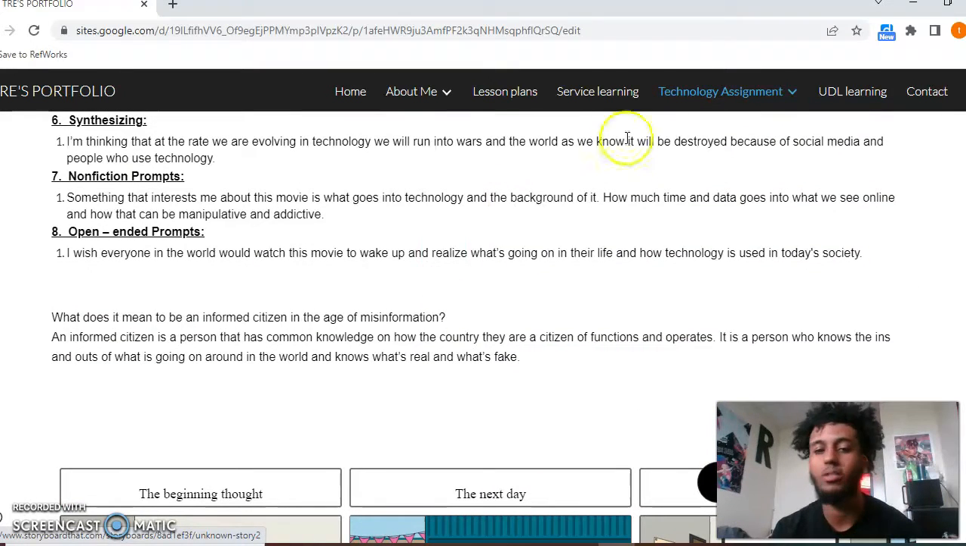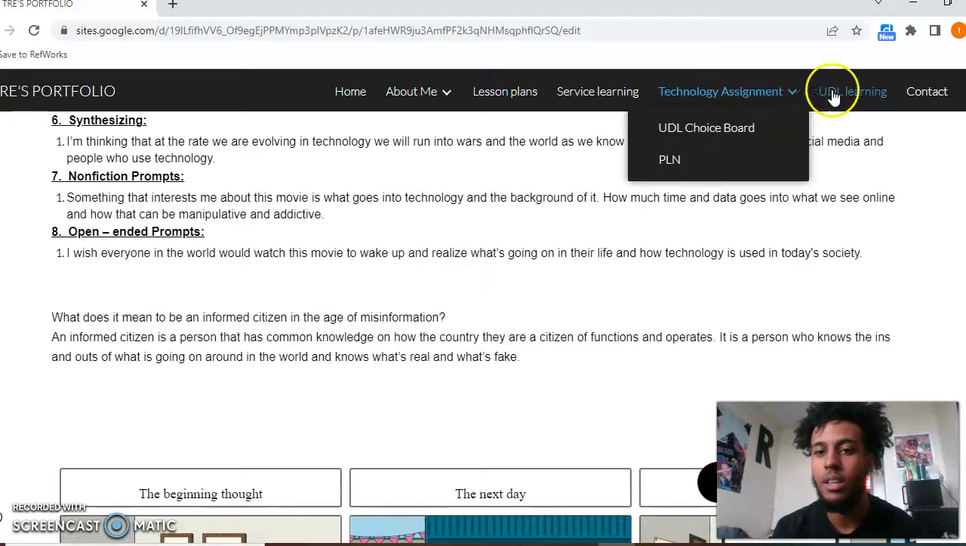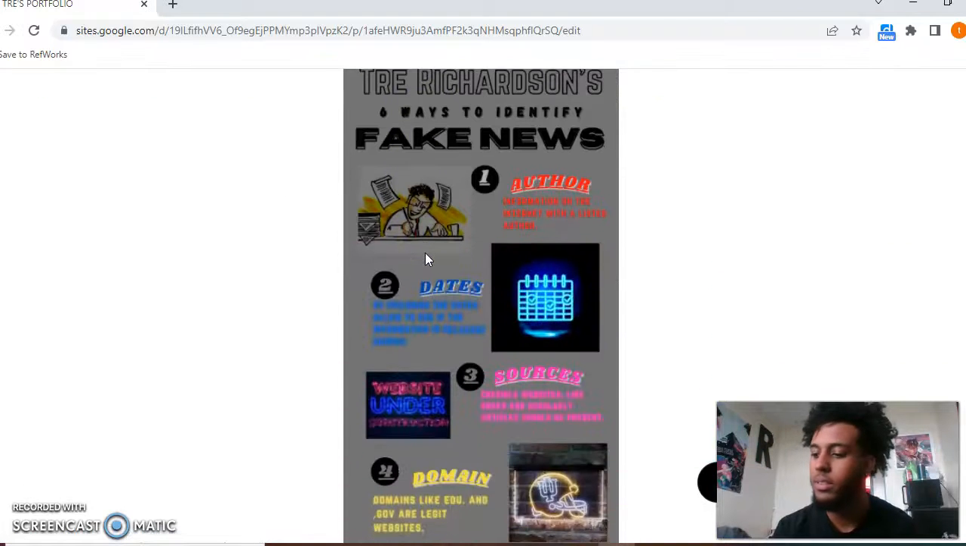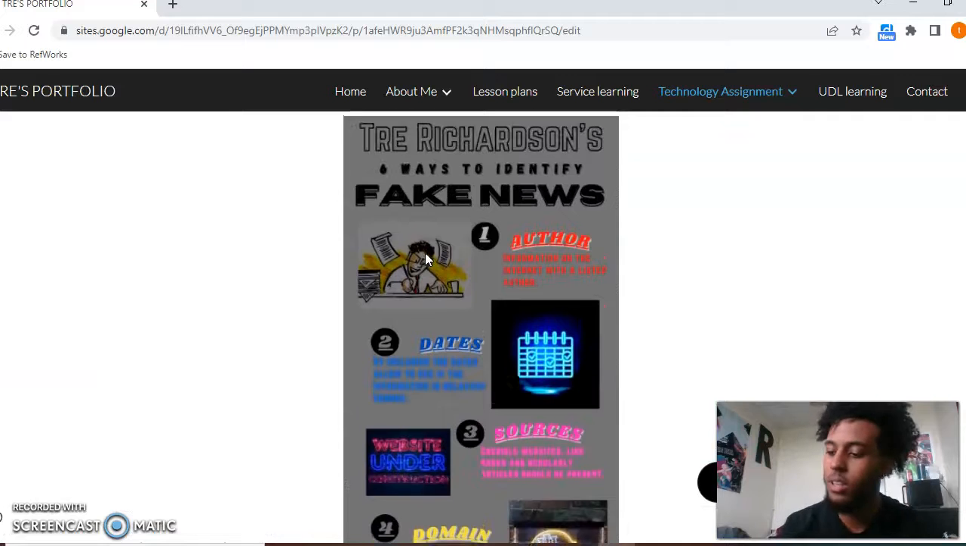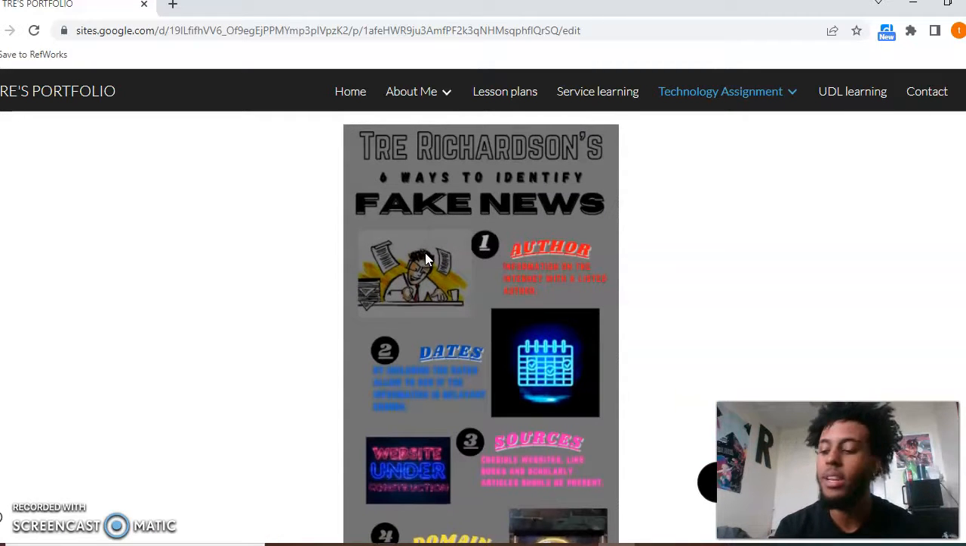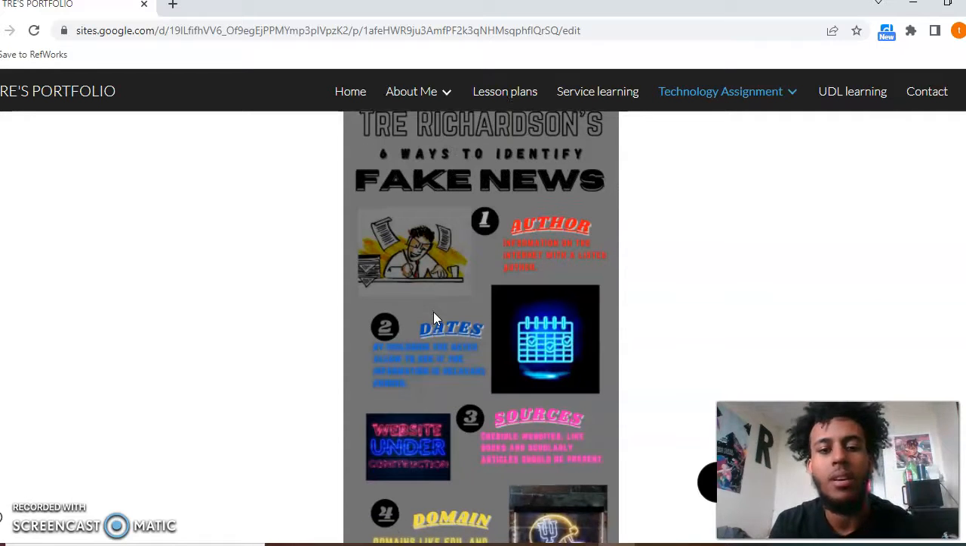The last thing I want to go to is my infographic. My infographic goes with the standards of SC Standard 2.2 and SC Standard 2.3, which are leader and citizen. An infographic is a way to express and explain something.